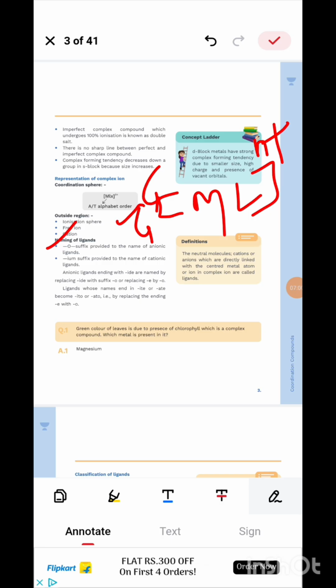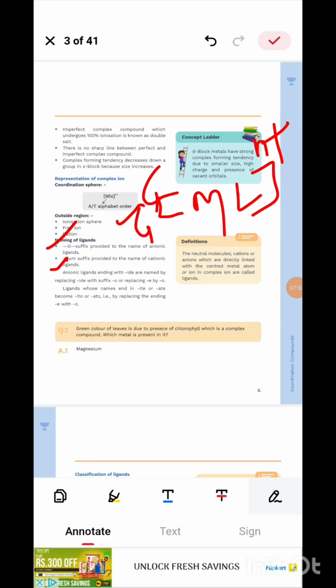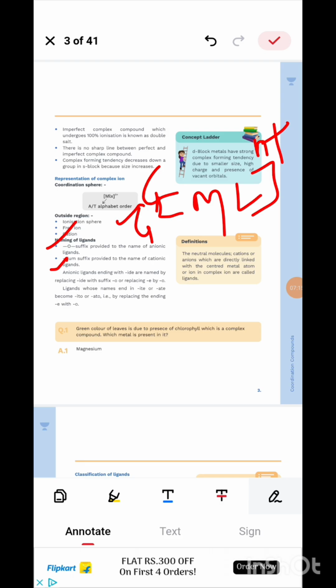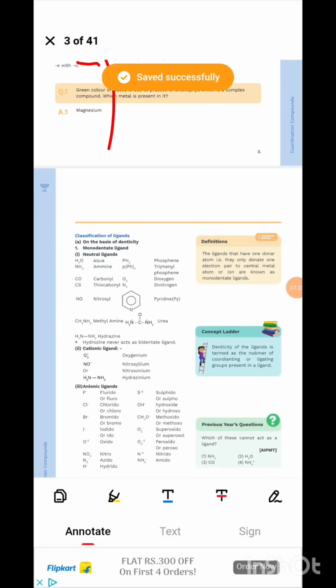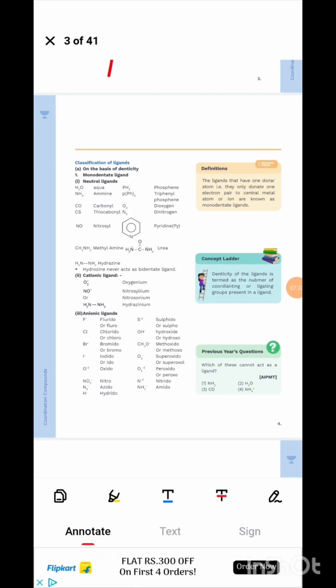Naming of ligands. The suffix O is added to the names of anionic ligands, and the suffix ium to the names of cationic ligands. Anionic ligands ending with "ide" are named by replacing the ending E with O. Ligands whose names end in "ite" and "ate" become "ito" and "ato" by replacing the ending E with O. If you apply this as in naming organic compounds, you will understand properly. First of all, you should know about the ligands. What are the types of ligands?